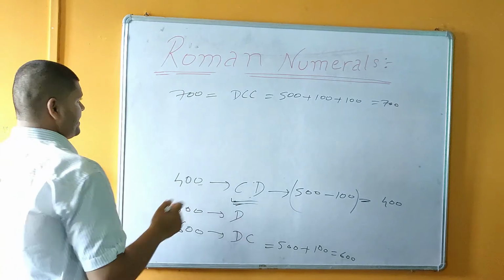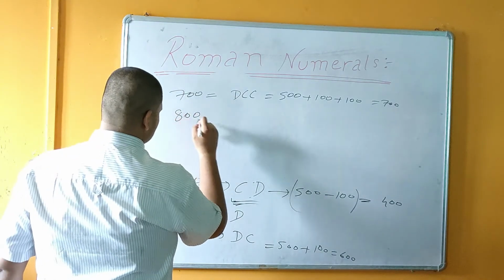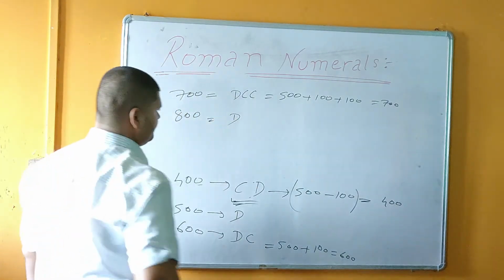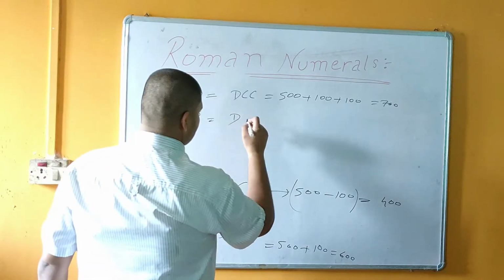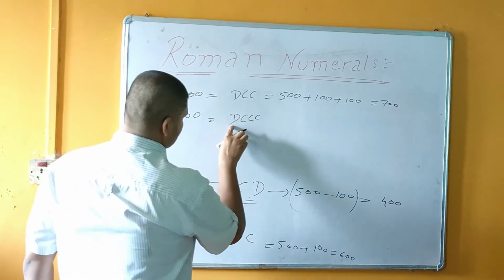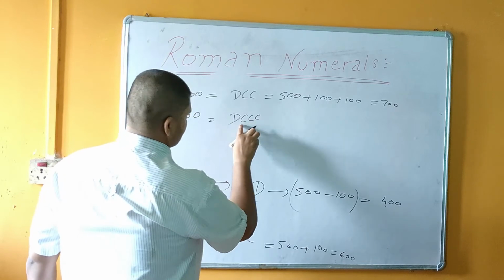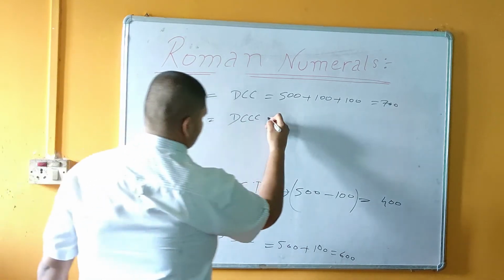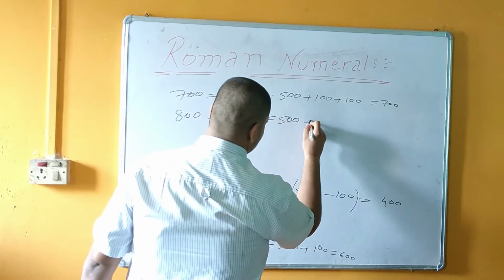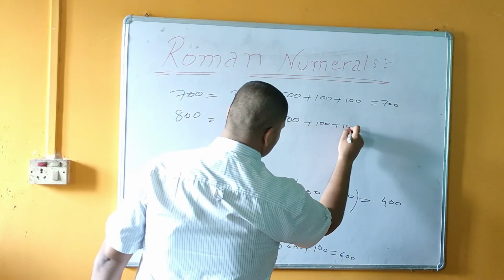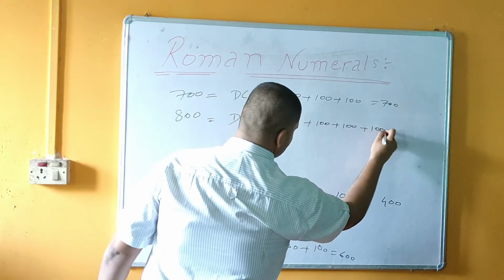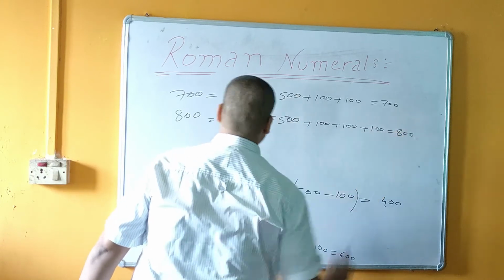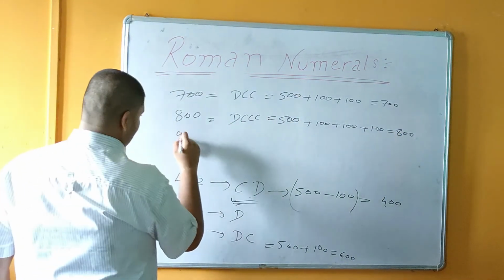Okay, now you want to make 800. Simply you write D, and this C can be repeated thrice, so you write it thrice. D means 500, and C three times is 300, and 500 plus 300 is 800. This is simply 500 plus 100 plus 100 plus 100. It will give 800. Okay, now you want to write 900.